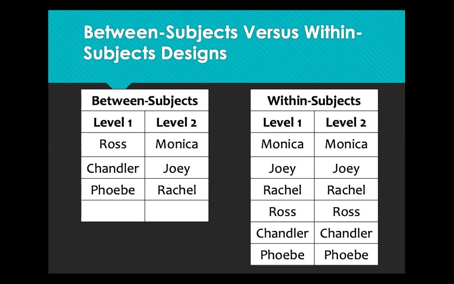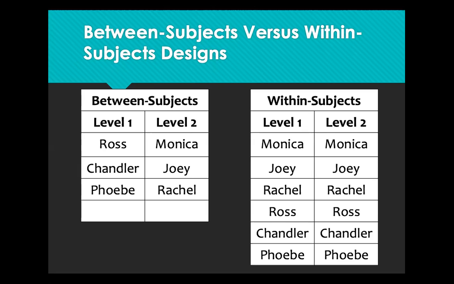And contrast that with the within subjects design, where you'll see that each person is listed twice. So Monica is going to listen to music with words and then maybe take a memory test. And then she will also listen to music without words and take a memory test. So she's going to be measured on that dependent variable of the memory test twice. Once listening to music with words and once listening to music without words, right?